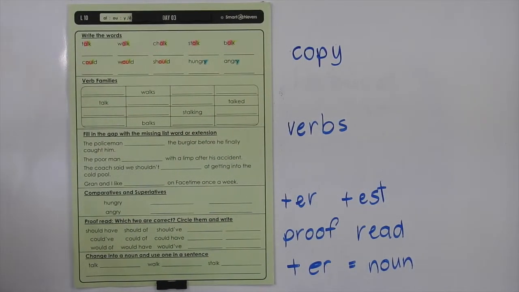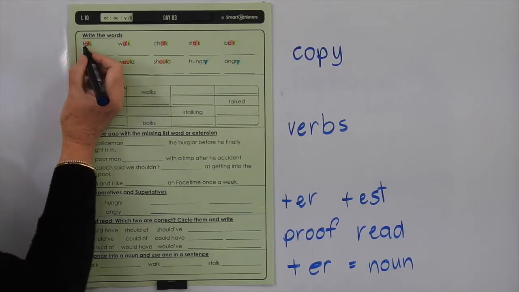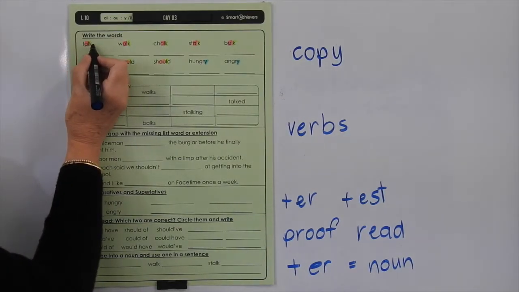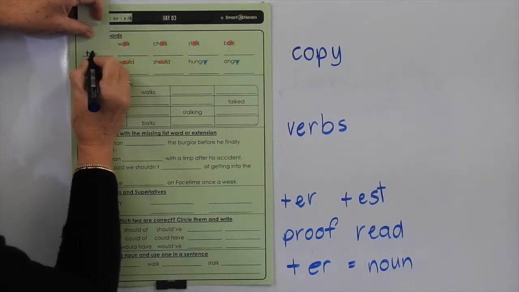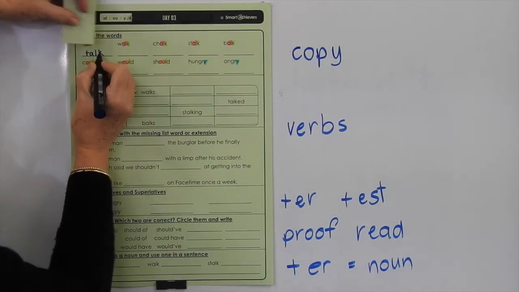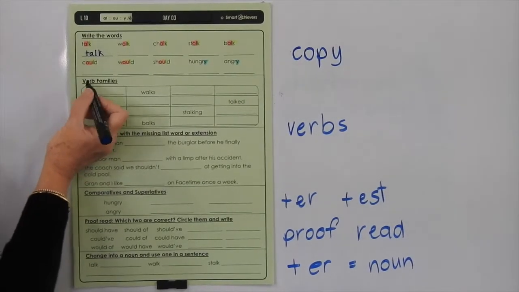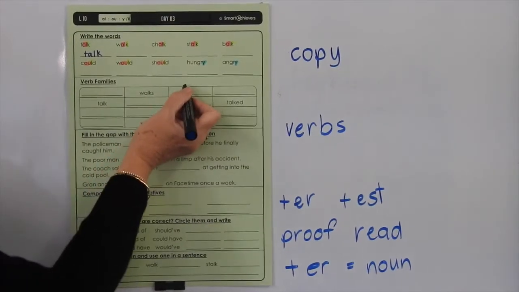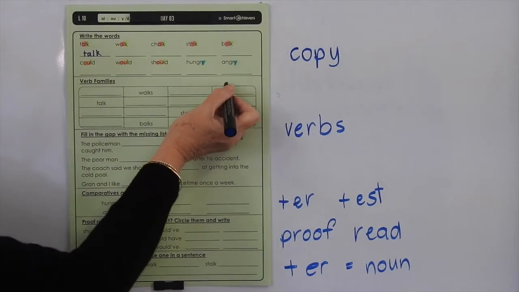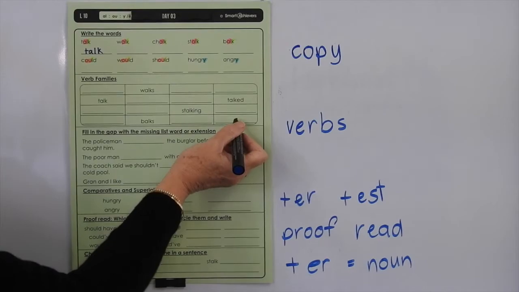So let's read the words, sound the words, spell the words and write them, and we're going to cover them to make sure that we're sounding and spelling them correctly. So we've got talk, talk, T-A-L-K, cover it and write it, and then check to make sure that you've spelled it correctly. Here you're doing the verb family, so your base word plus S, base word plus ing, and the base word plus ed for the past tense.